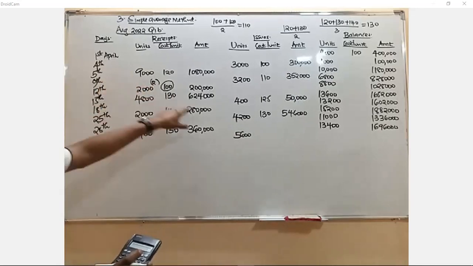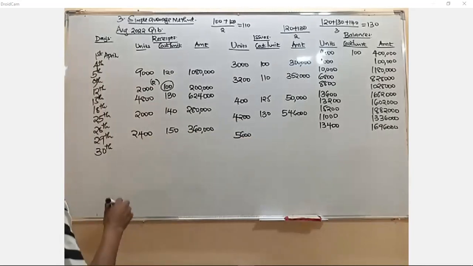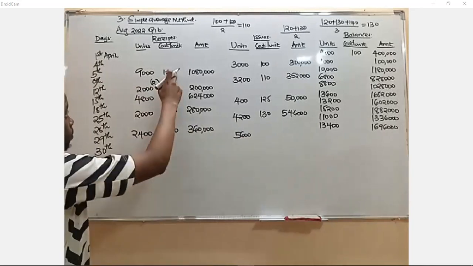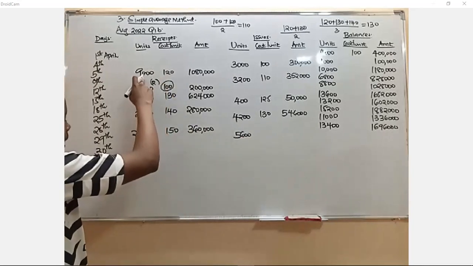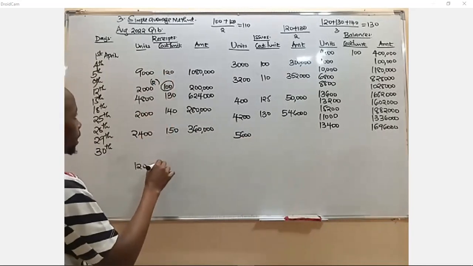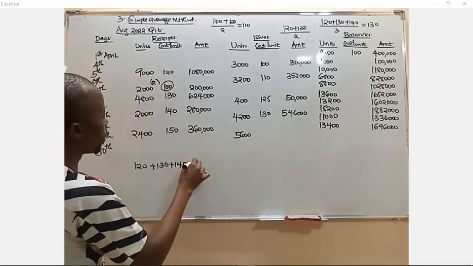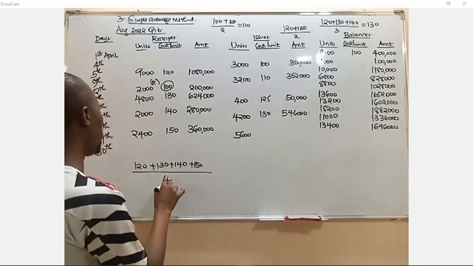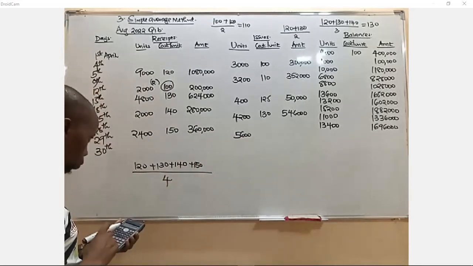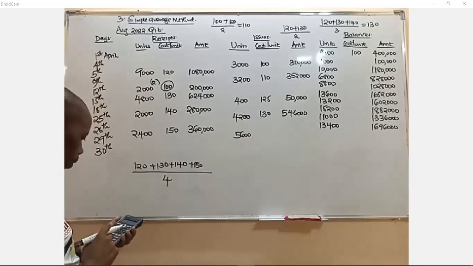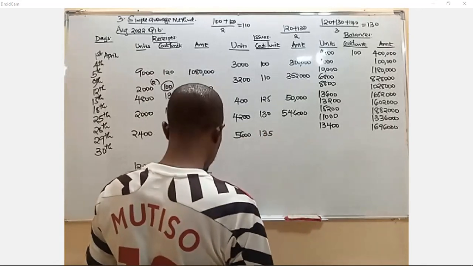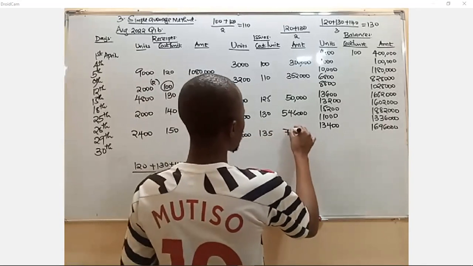So how much are we going to be issuing to get the average prices here? I'm going to be taking 120 because we are yet to exhaust 9,000. So we take 120 plus 130 plus 140 plus 150, right? Then we divide by how much? We divide by 4. So it is 120 plus 130 plus 140 plus 150. Divide by 4, getting 135. So 135 times 5,600, we get 756.